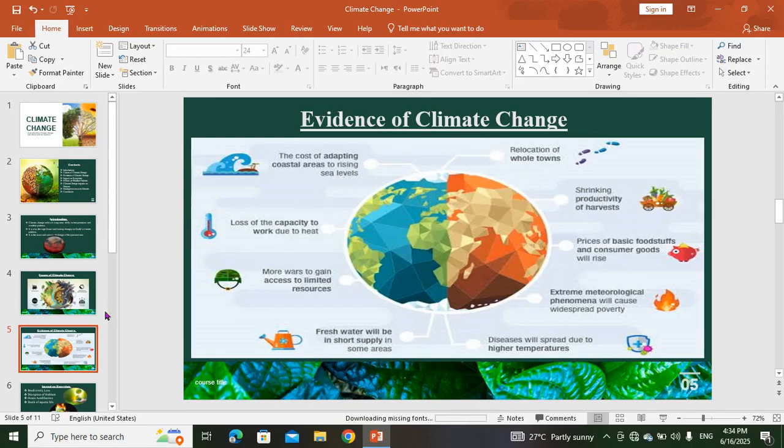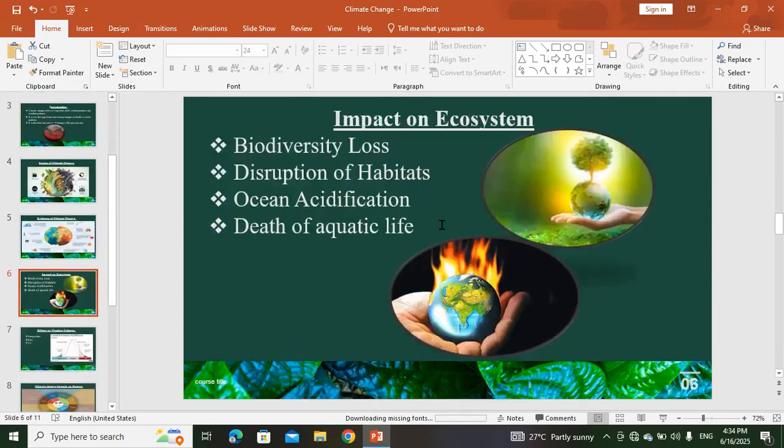And the next is the impact on ecosystem, biodiversity loss. Actually, biodiversity is all varieties of animals or plants in an ecosystem. When the climate changes, biodiversity is lost, and living organisms cannot survive in the alarming condition of the environment. Disruption of habitats. When the habitat is disrupted or destroyed, the living organisms cannot survive without the habitat.